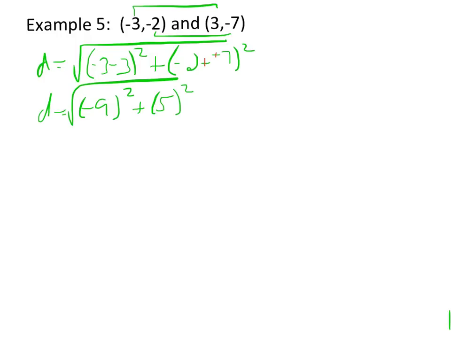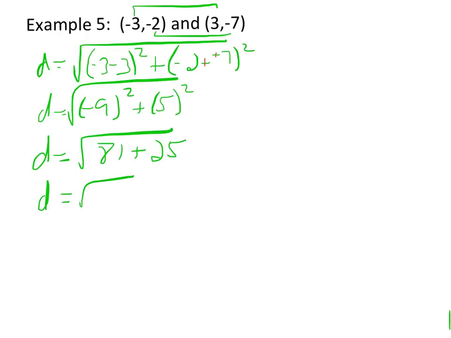So if we square that, we get square root of 81 plus 25, which gives us 106. And then if we take the square root of 106, we get 10.3.